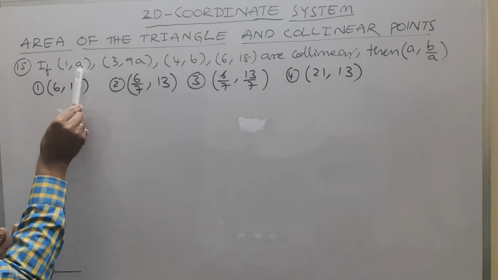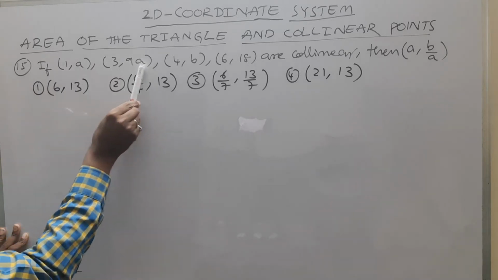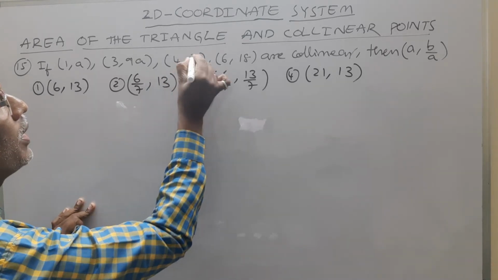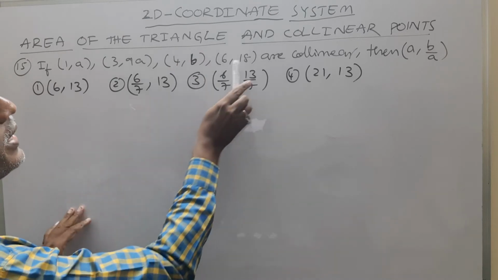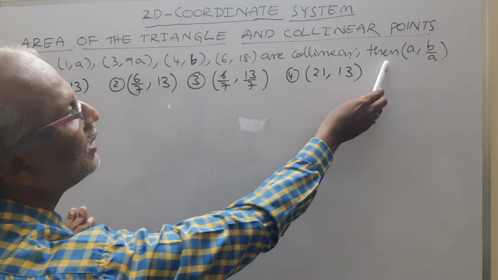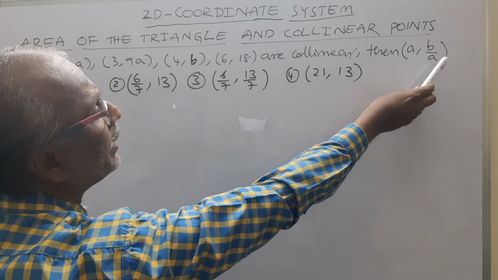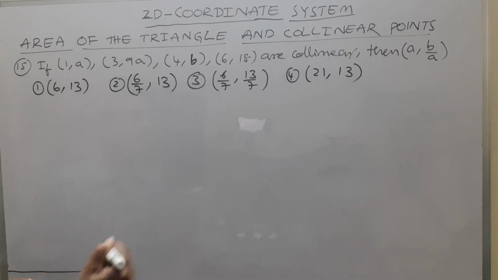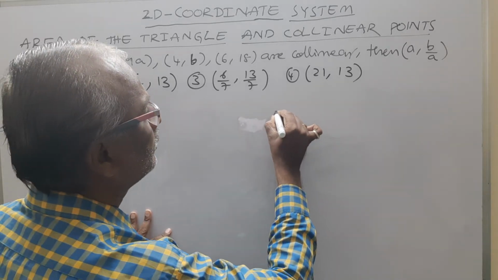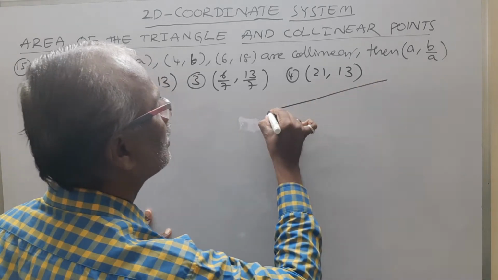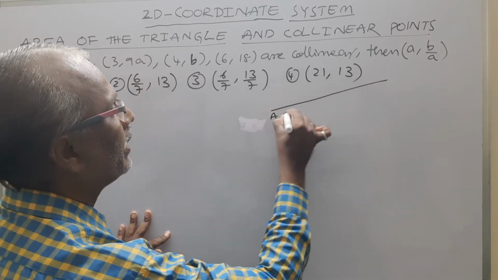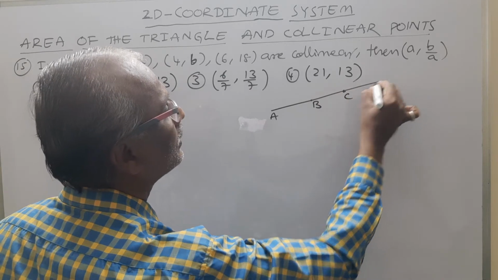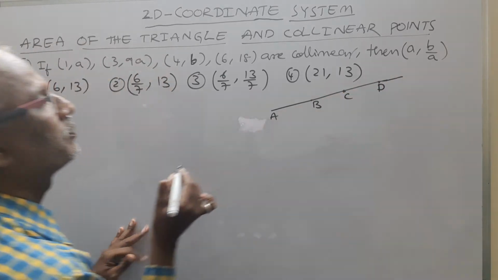If (1, a), (3, 9a), (4, b), (6, 18) are collinear, then find (a, b/a). Here the four options are given. Collinear means all points lying on the same line. Here there are 4 points: first one A, second one B, third one C, and fourth one D. These are the points lying on the same line.